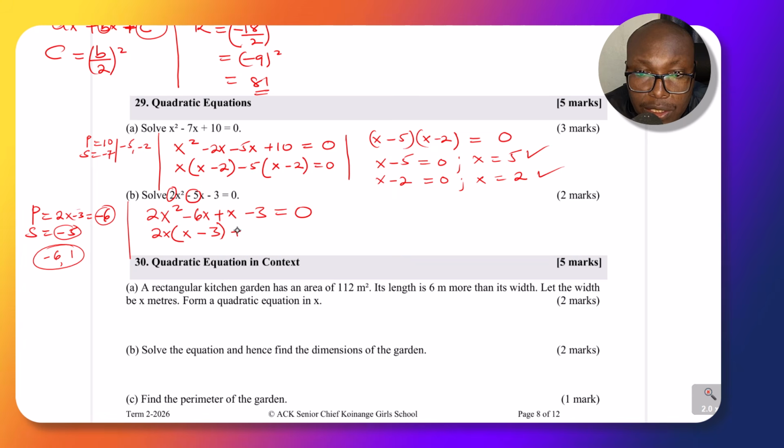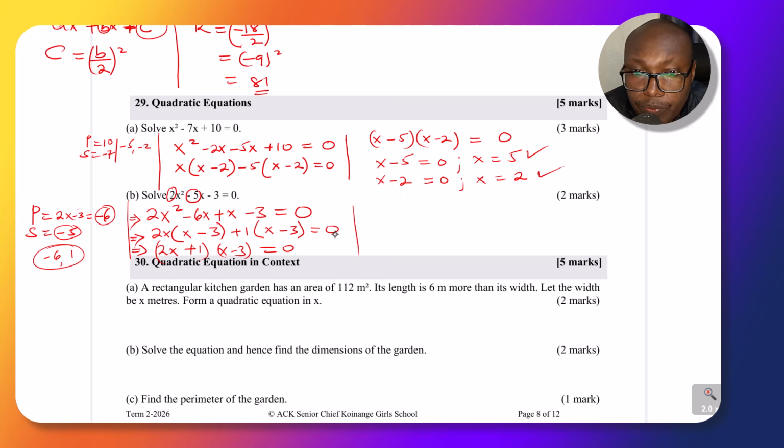And then plus, what is common between x and -3? 1 is common. 1 is common. So you have x subtract 3. Like that. So this one simplifies to 2x plus 1. So 2x plus 1, and then x subtract 3 is equals to 0.